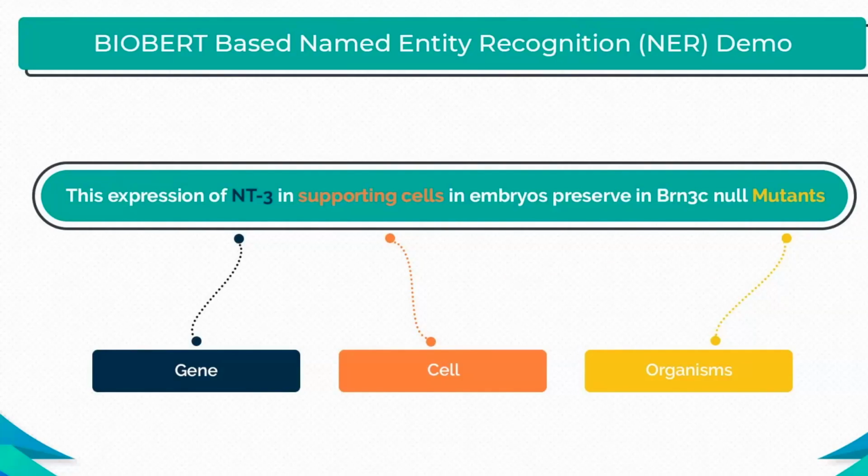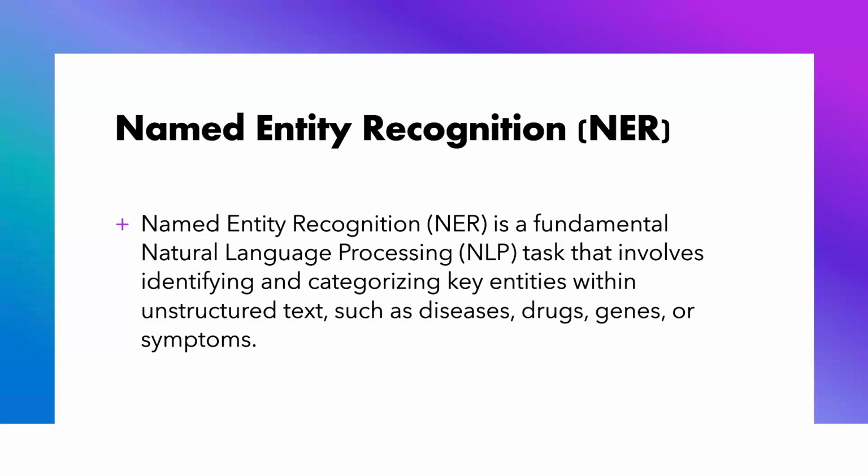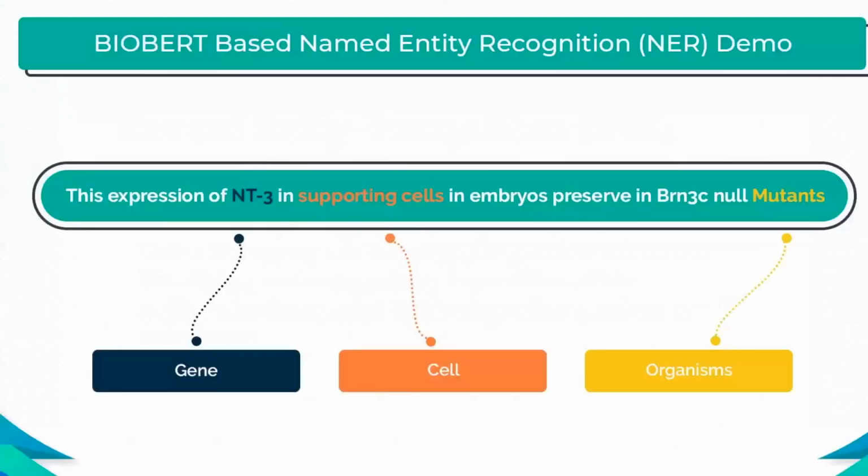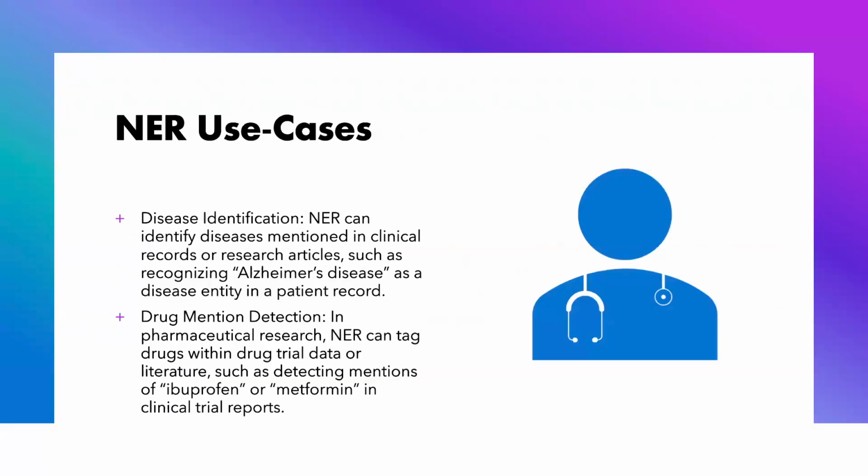So I didn't need to go through 300,000 sentences myself to actually get this named entity recognition to plot my knowledge graph. If I'm just going to read this, it just involves identifying and categorizing key entities within unstructured text. So I think we all understand what named entity recognition looks like.